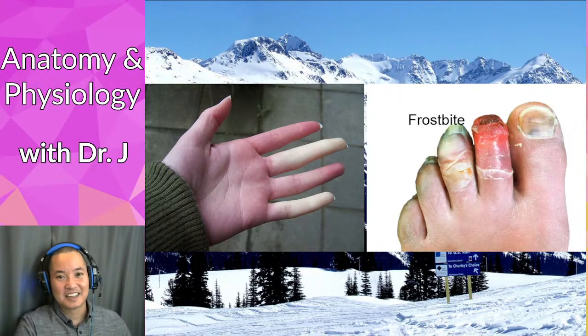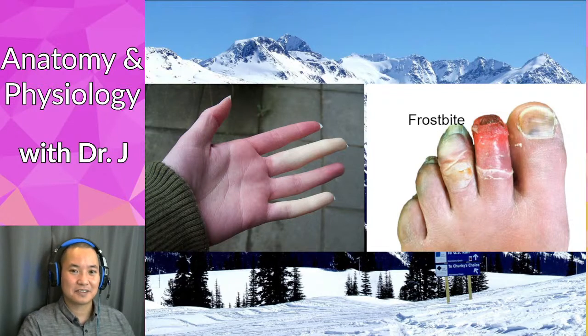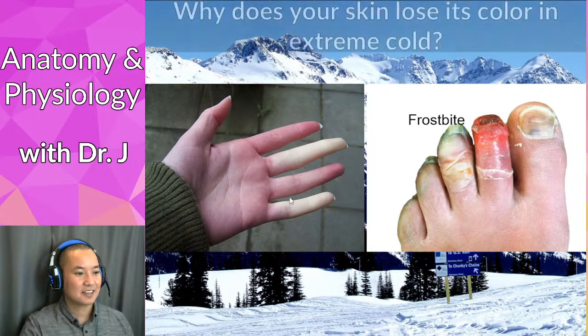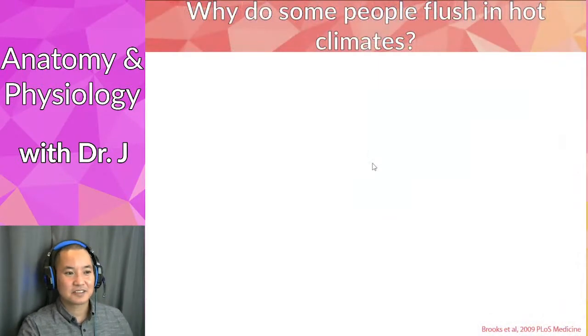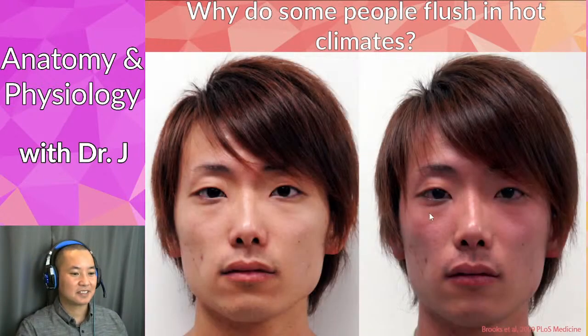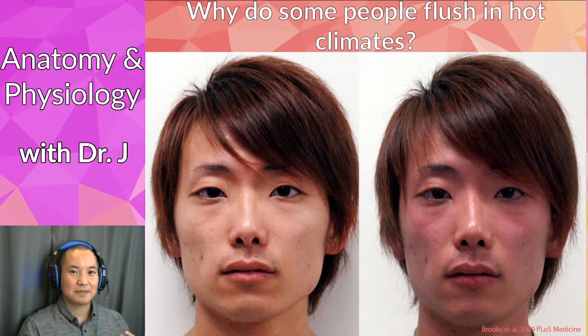Why? Because again, it's more important to keep your internal organs warm and supplied versus losing heat to the outside. So this is why your skin loses color. But also, what about the opposite end? What if you're overheating? And this is why some people flush. I was trying to find a good example of somebody flushing in a hot climate. This is more Asian glow, but similar principle.